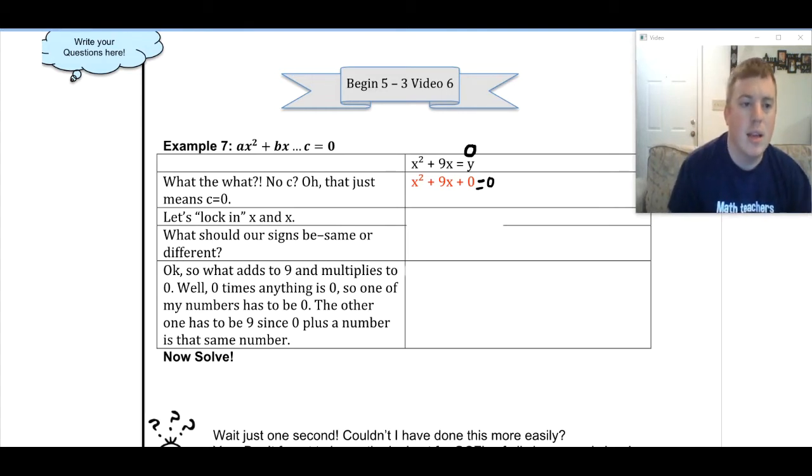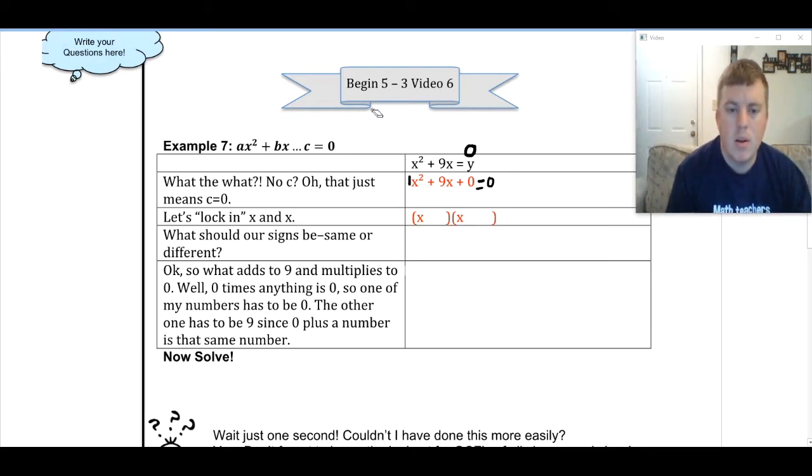So let's take a look at our factoring. Now the first thing we're going to want to do is lock in our x's. We talked about in the last video how we have an invisible 1 hidden when we don't see an a value there. So the only thing that we can multiply together to get x squared is x and x. So we're going to fill that into our parentheses.